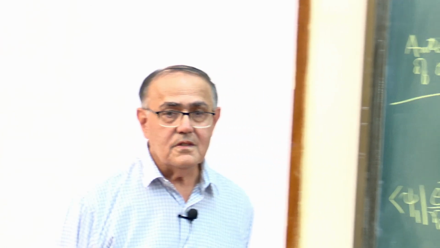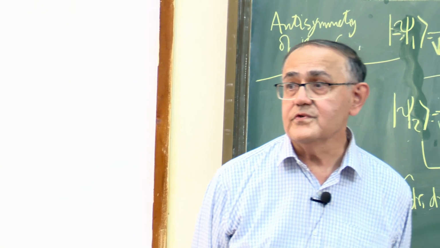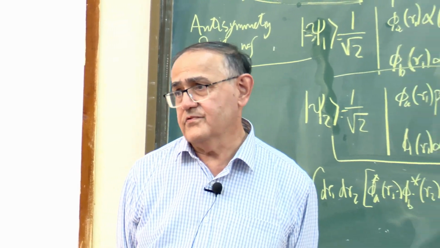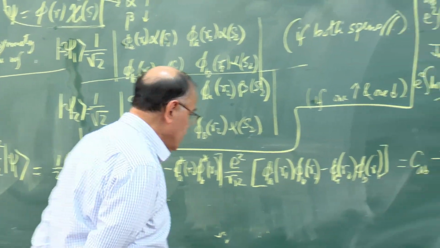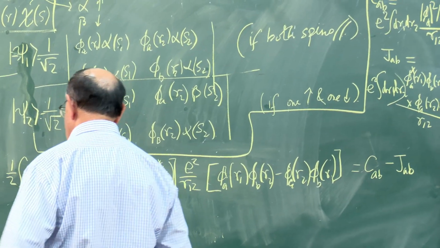Okay, all right, thank you. All right. Identical particles are either bosons or fermions, and they have different properties under interchange.